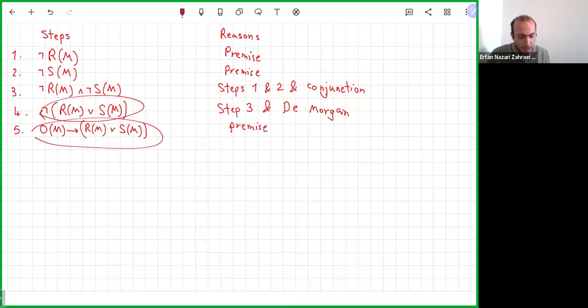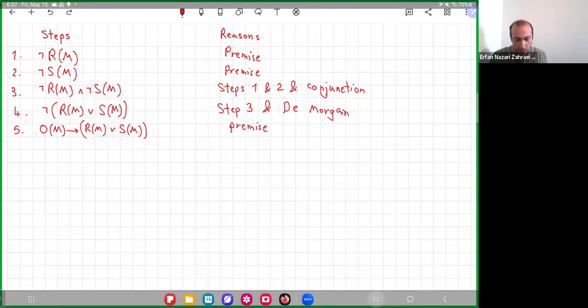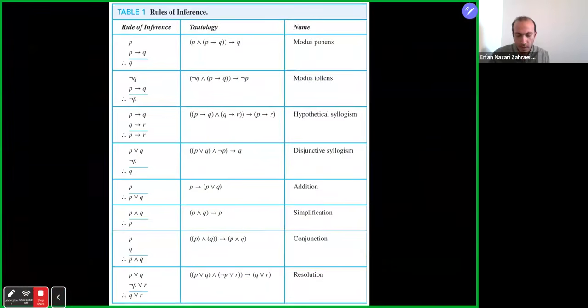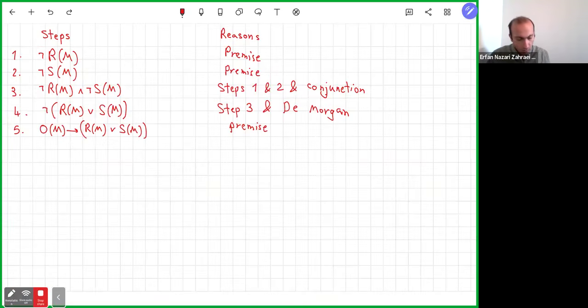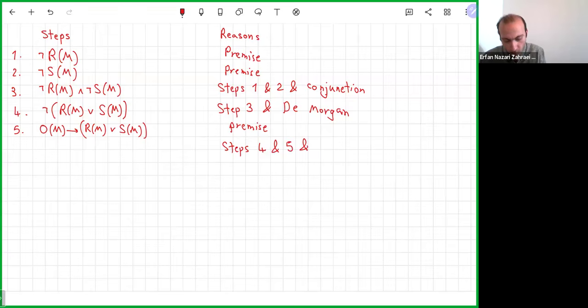Now I have this and this. Look at this. This is a rule of inference that I can use. We already used it once. It's modus tollens, the second one. Using modus tollens, I can conclude that not the assumption is true, not the first part. So using steps 4 and 5 and modus tollens, I can conclude not Om.